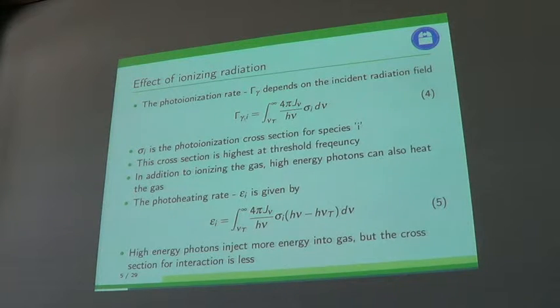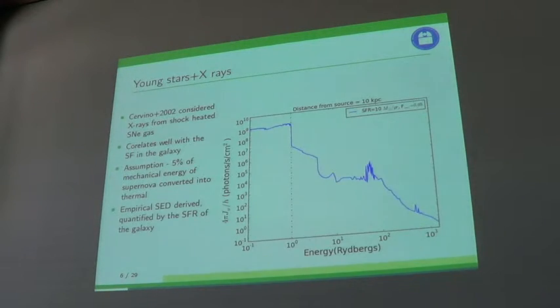So when a photon photoionizes an atom, the threshold energy, the ionization energy of the atom, is used to eject the electron from the atom, and the rest of the photon's energy is given as thermal energy to the gas. So photoionization and photoheating are the two ways that the radiation field can affect your gas cooling rates.